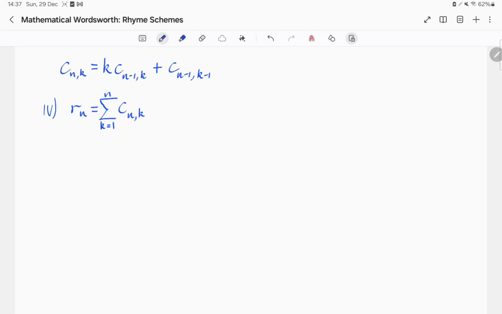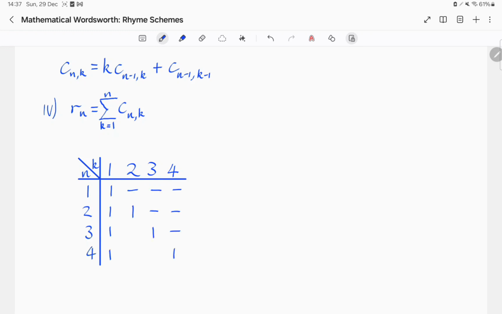Firstly, we'll realise that Rn is simply the sum from k equals 1 to n of C(n,k). Next, we'll construct a table of all values of C(n,k) up to n equals 4. We'll now fill the values in for when n equals k and when k equals 1, and then we can use the formula above to fill in the remaining values. Now, we'll look at the last row of the table where n equals 4 and sum all the values to obtain that R4 is equal to 15.